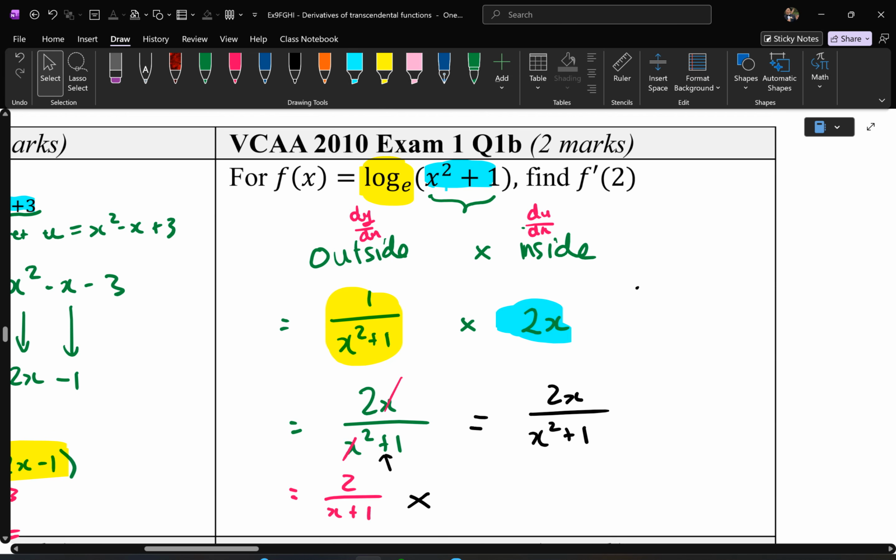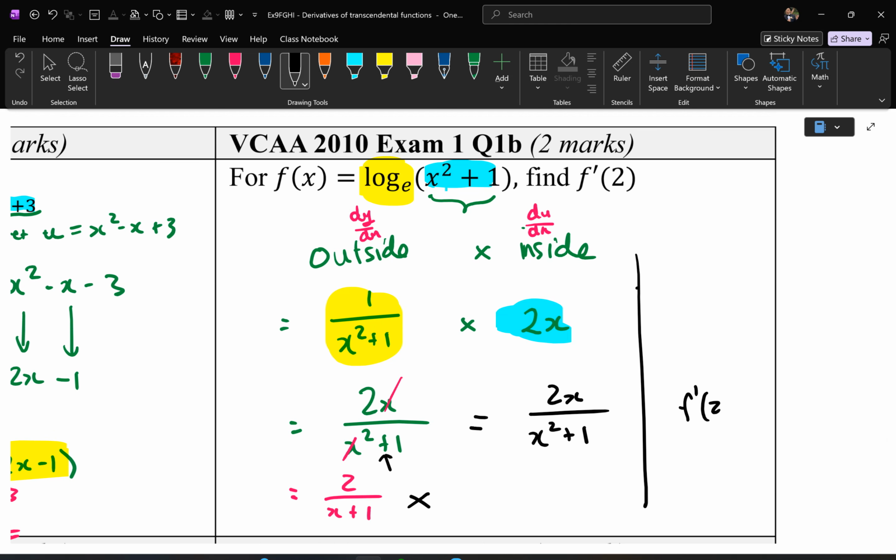But we still haven't got our full marks yet because it actually says f dash of 2. So f dash of 2 would then equal 2 times 2 over 2 squared plus 1. That's 4 over 5.